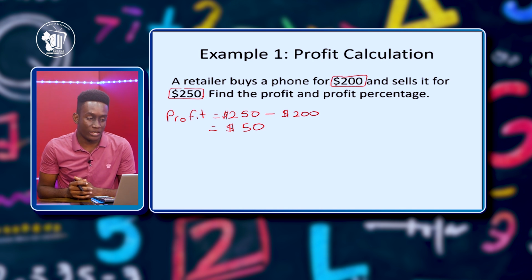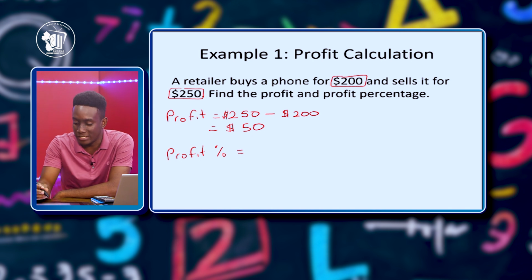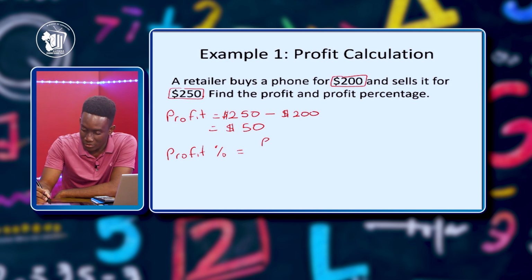Now the next thing we want to find is the profit percentage. Profit percentage, as we learned just now, is the profit gained, which is $50 in this case. So let me put in the formula. It's the profit over the cost price multiplied by 100. We see the profit gain is $50 over the cost price, which is the price that the item was bought for, which was 200, multiplied by 100.